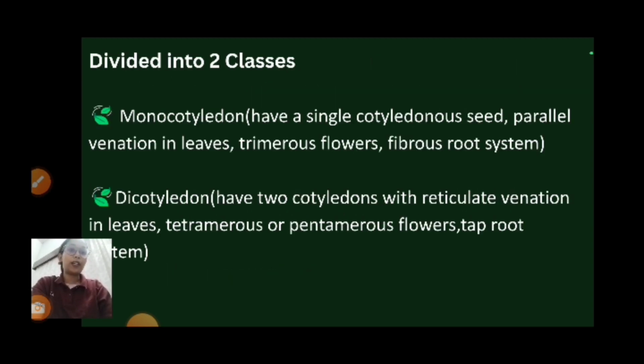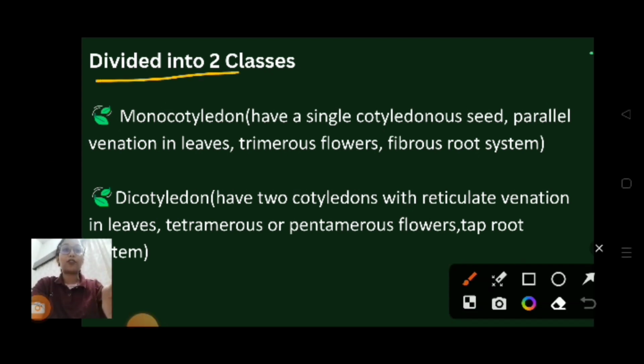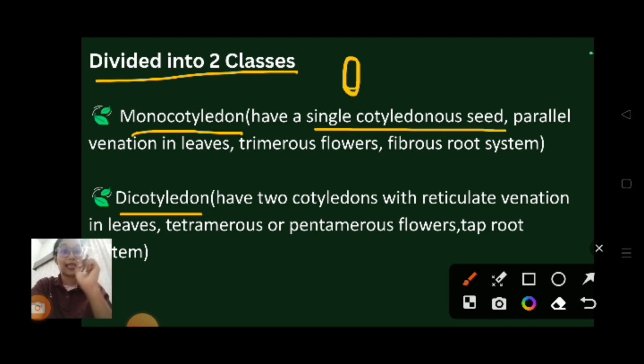So moving on to the next slide. These angiosperms are divided into basically two different classes. The first one is Monocotyledon and the second one is Dicotyledon. From the name itself, Monocotyledon means single seeded, only a single cotyledon. You can see this in rice and others.